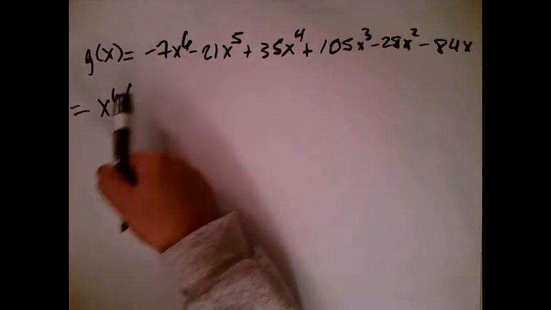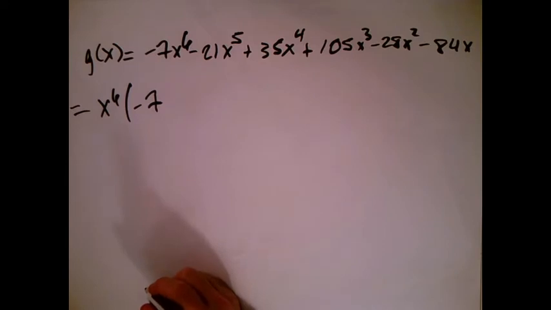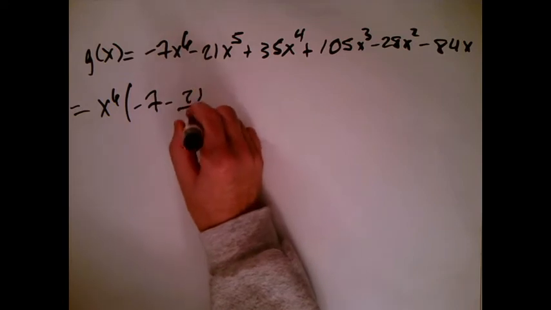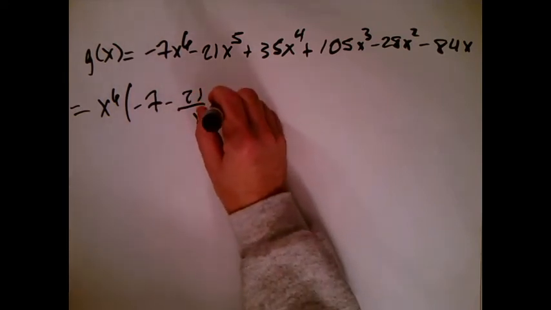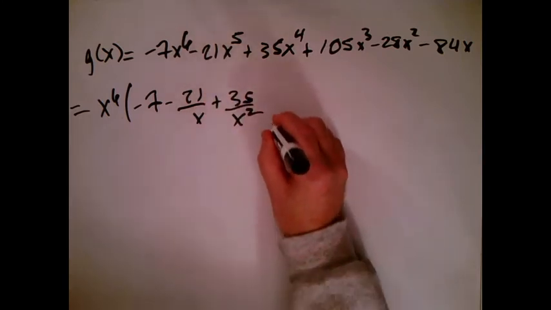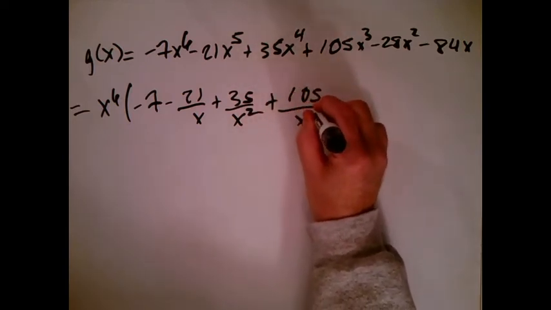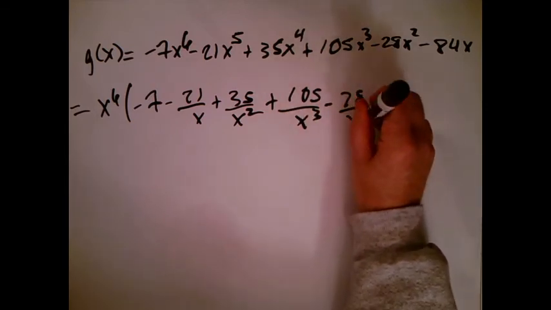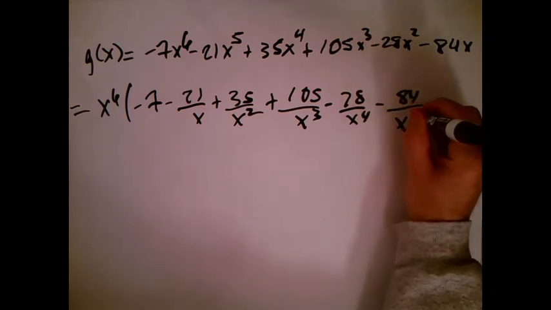Now, minus 7x to the 6 divided by x to the 6 is just minus 7. That's good. Minus 21x to the 5th divided by x to the 6th is minus 21 over x. 35x to the 4th divided by x to the 6th is plus 35 over x squared, and so on. I'm going to get plus 105 over x to the 3rd, minus 28 over x to the 4th, minus 84 over x to the 5th.